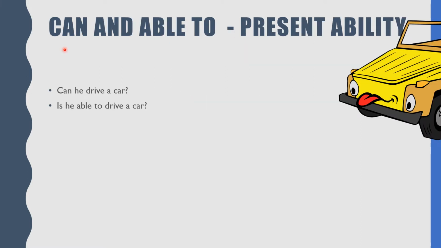The first two modals we are going to look at are can and able to, which are used to talk about present ability. That is what a person can do now or at the moment. Both the modals can be used to ask questions. Look at the two questions.